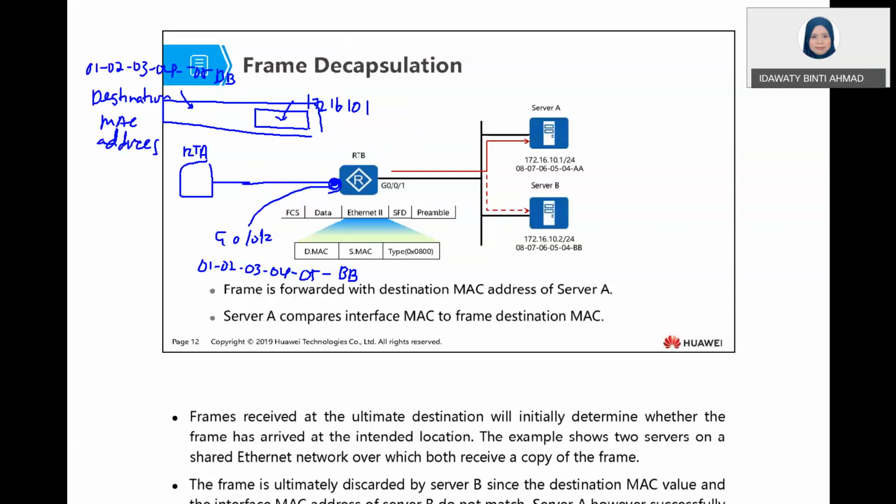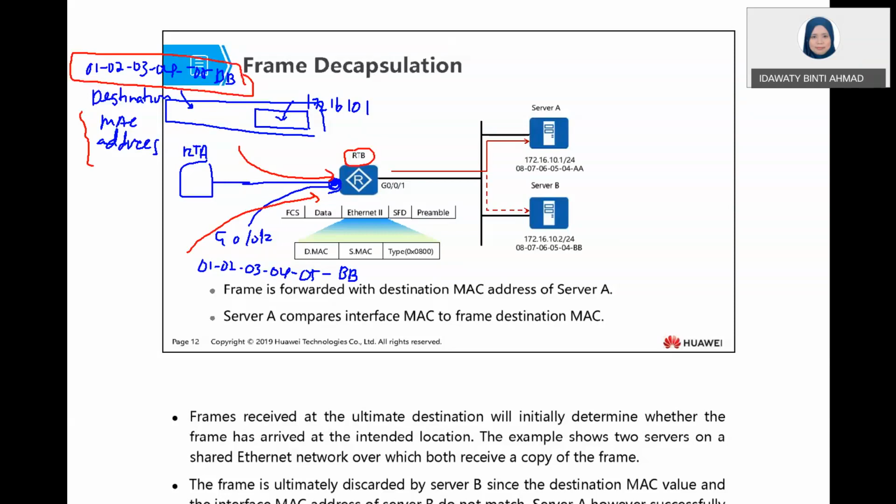Now, after RTB gets this frame, the destination of this frame is RTB. So what does RTB do? They receive this frame, then they do the processing of this frame. RTB will check the destination. The destination is 01, 02, 03, 04, 05, BB.